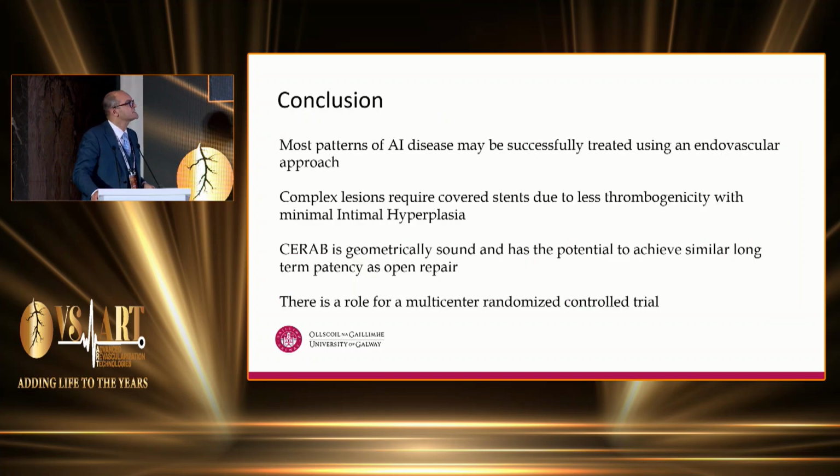So in conclusion, ladies and gentlemen, most patterns of aortoiliac occlusive disease may be successfully treated using an endovascular approach. For complex lesions, it is preferable to use covered stents, and CRAB as an approach and a geometry is geometrically sound and has the potential to achieve similar long-term patency as open repair and does seem to be here to stay. However, we still do not have an RCT comparing CRAB properly to other approaches.